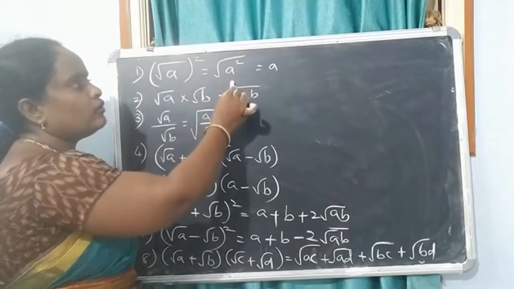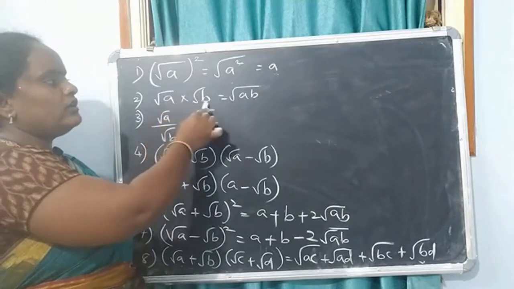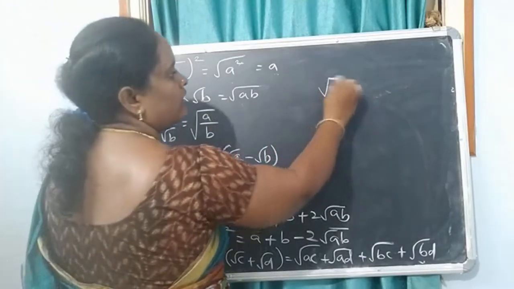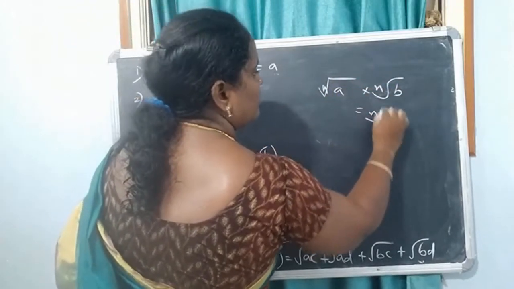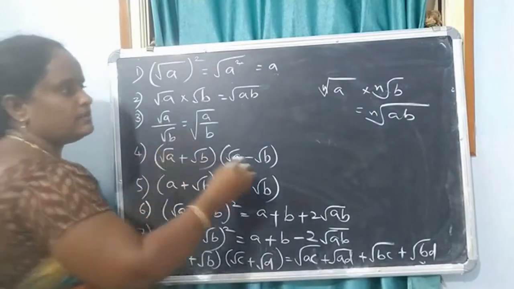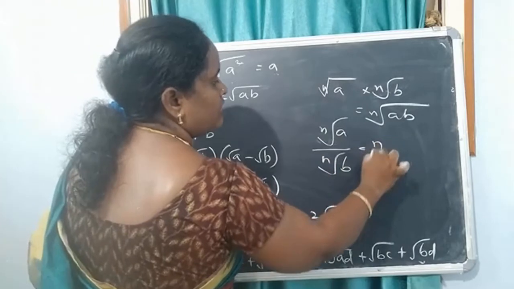Root a squared: the square and square root get cancelled, that is also a. Second one, root a into root b is how much? Root of a into b. Not only square root, nth root of a into nth root of b is nth root of a into b. Third one, root a by root b is root of a by b. Similarly, nth root a by nth root b is equal to nth root of a by b.